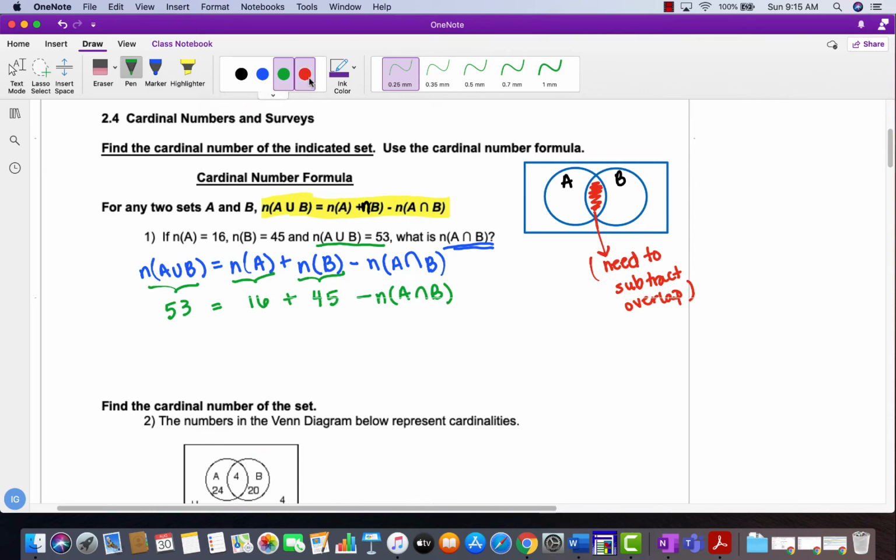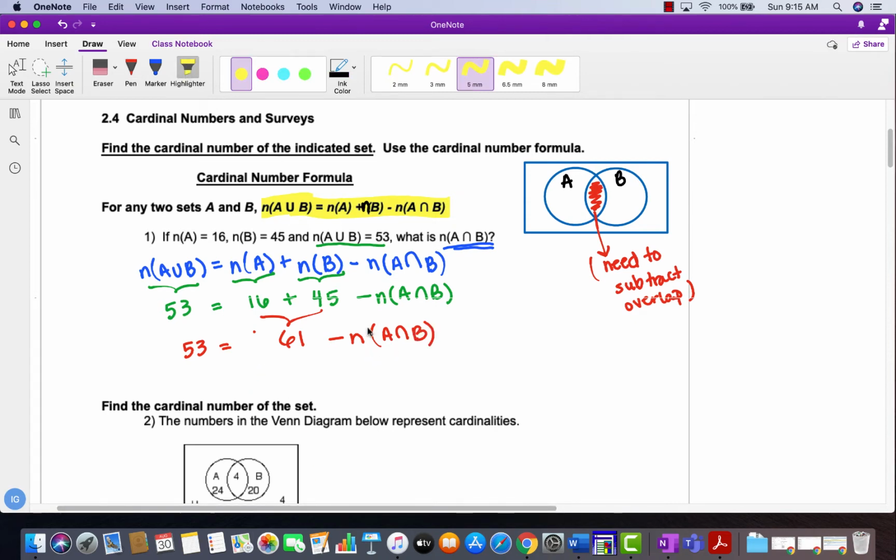All right, so I'm going to combine like terms here. I'm going to combine those two, so I get 53 is equal to 61 minus the intersection of A and B. All right, so I'm trying to figure out what this is equal to, right? I want to know what this is equal to. So we can just look at what we have and see if we can figure it out. We can say 53 is equal to 61 minus what? I don't know what this is, okay? So 61 minus what will give me 53.